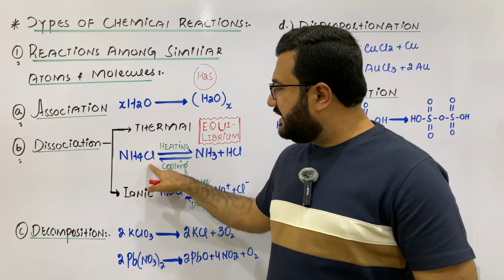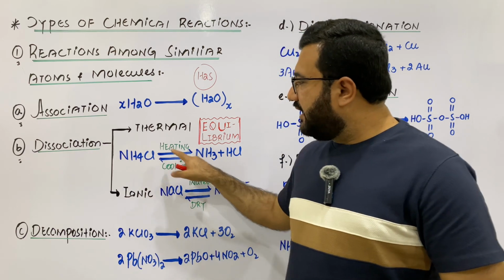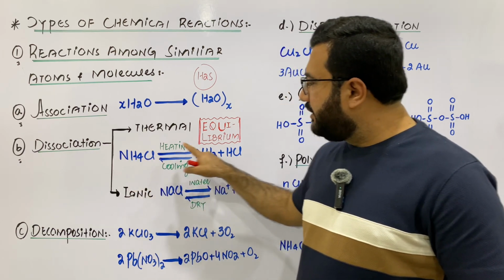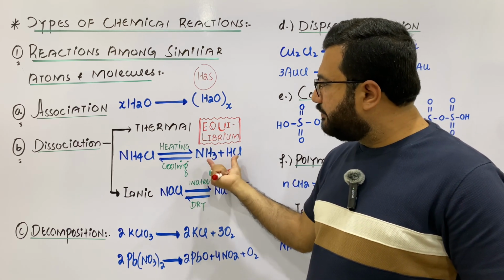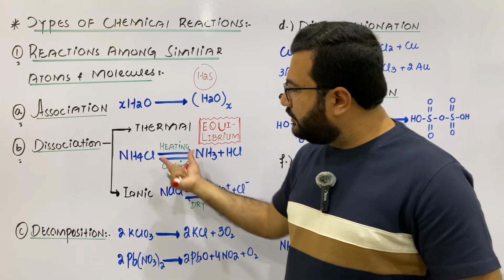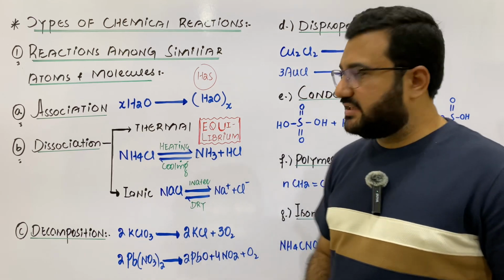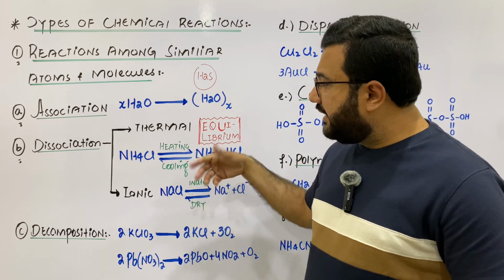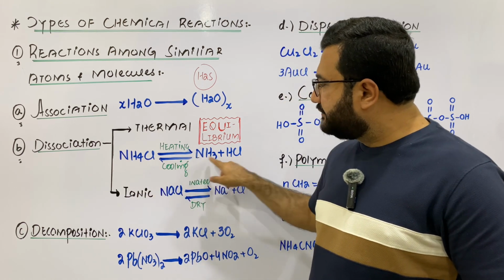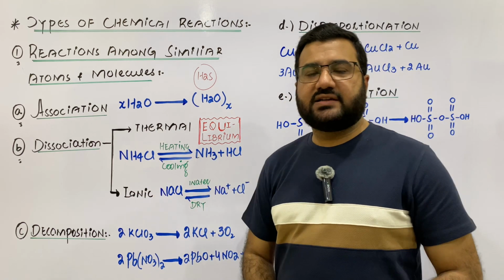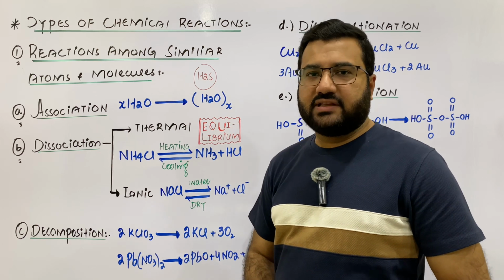So this is basically a reversible reaction in which a molecule breaks down into two or more molecules on heating, and then these two dissociated products rejoin on cooling to form the original substance. And because it is reversible, it means the substance which is dissociated and the products of the dissociation will be present at dynamic equilibrium with each other.